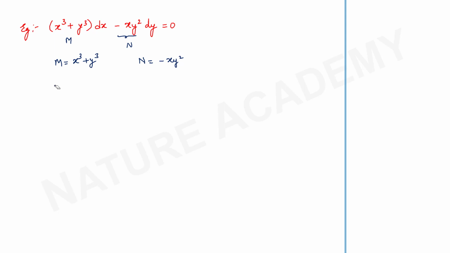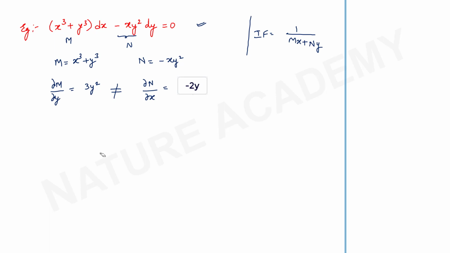So we have dou M by dou y equal to 3y square and dou N by dou x is equal to minus y square. So clearly both the partial derivatives are not equal. So what you have to do, you first find the integrating factor. This is a homogeneous differential equation. Therefore, you have to find the integrating factor as 1 upon Mx plus Ny. So what will this be? The integrating factor will be equal to 1 upon x cube plus y cube into x plus N, which is minus xy square, into y.